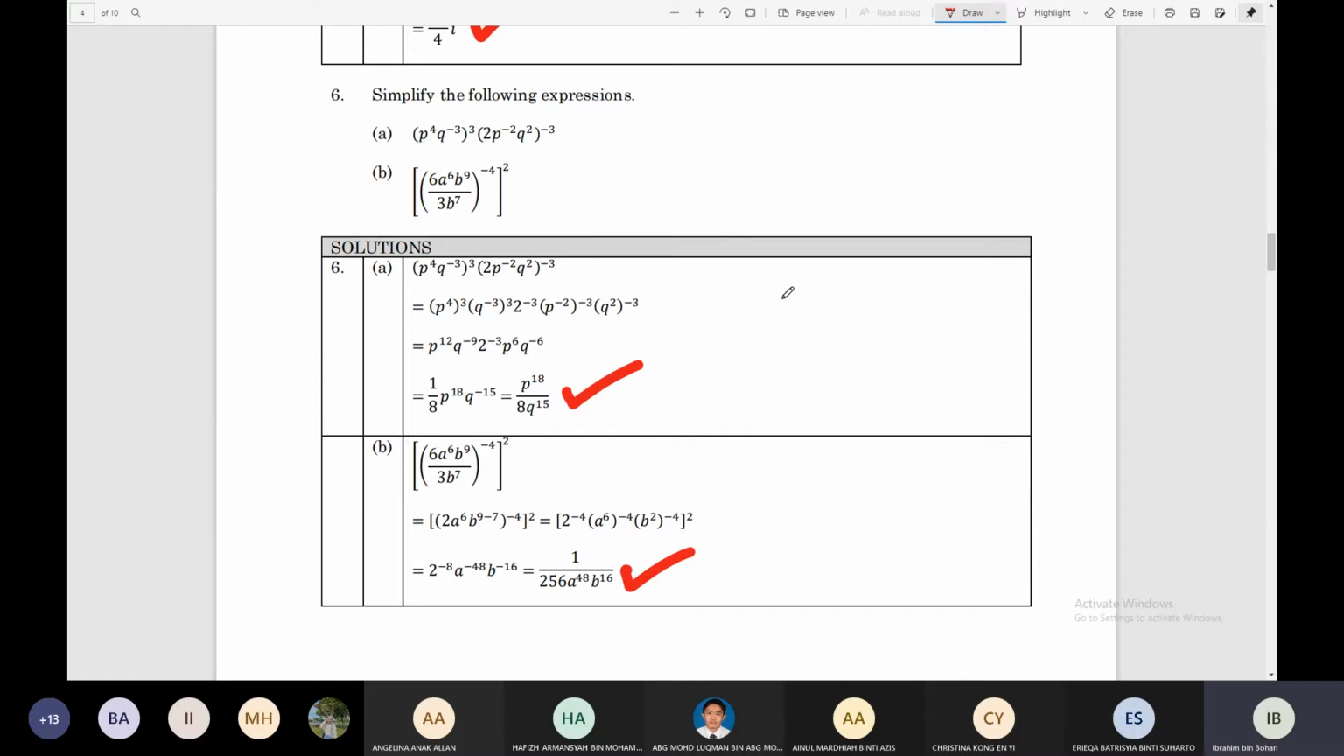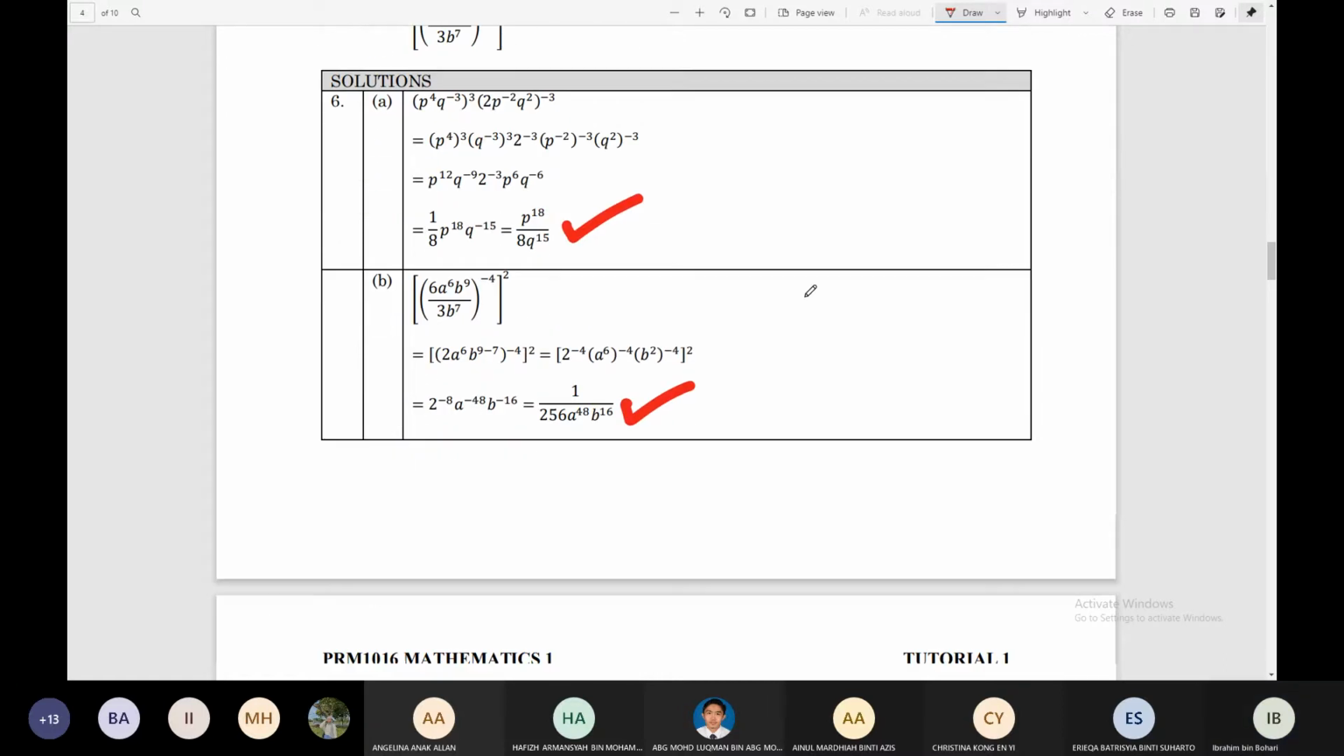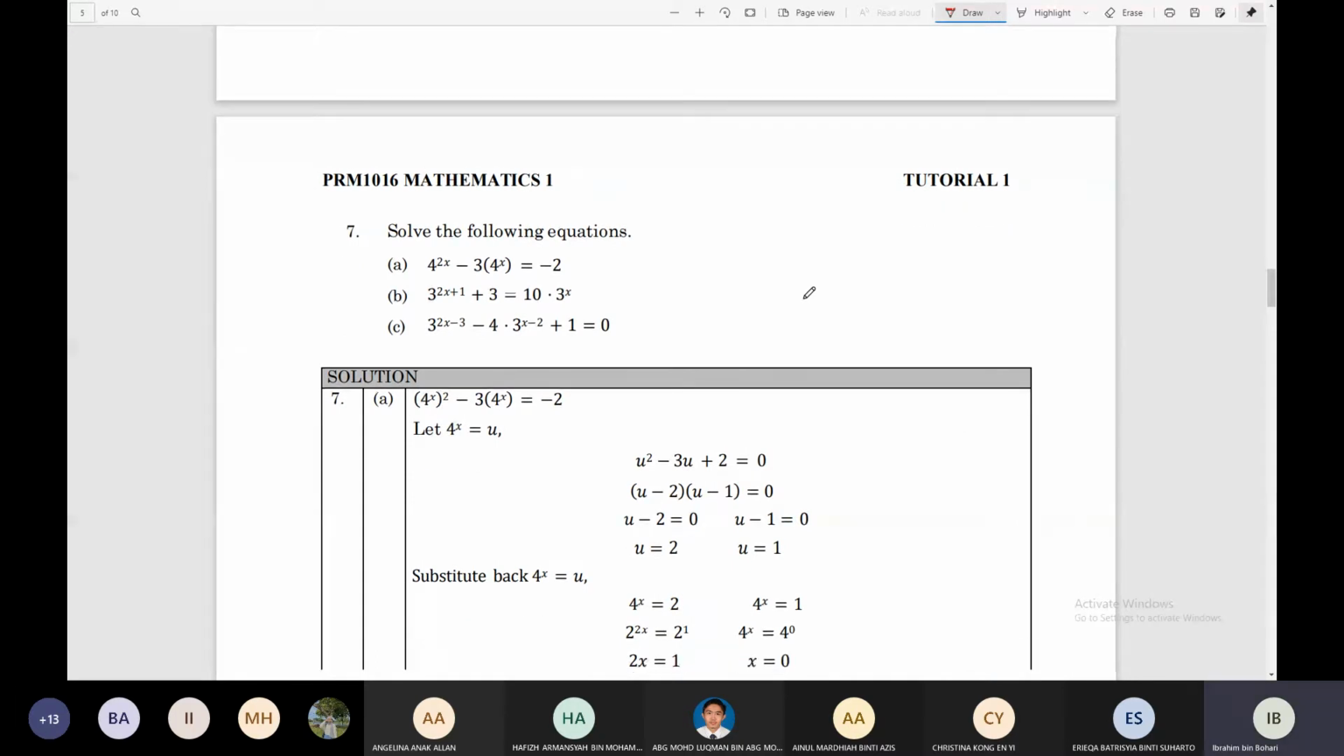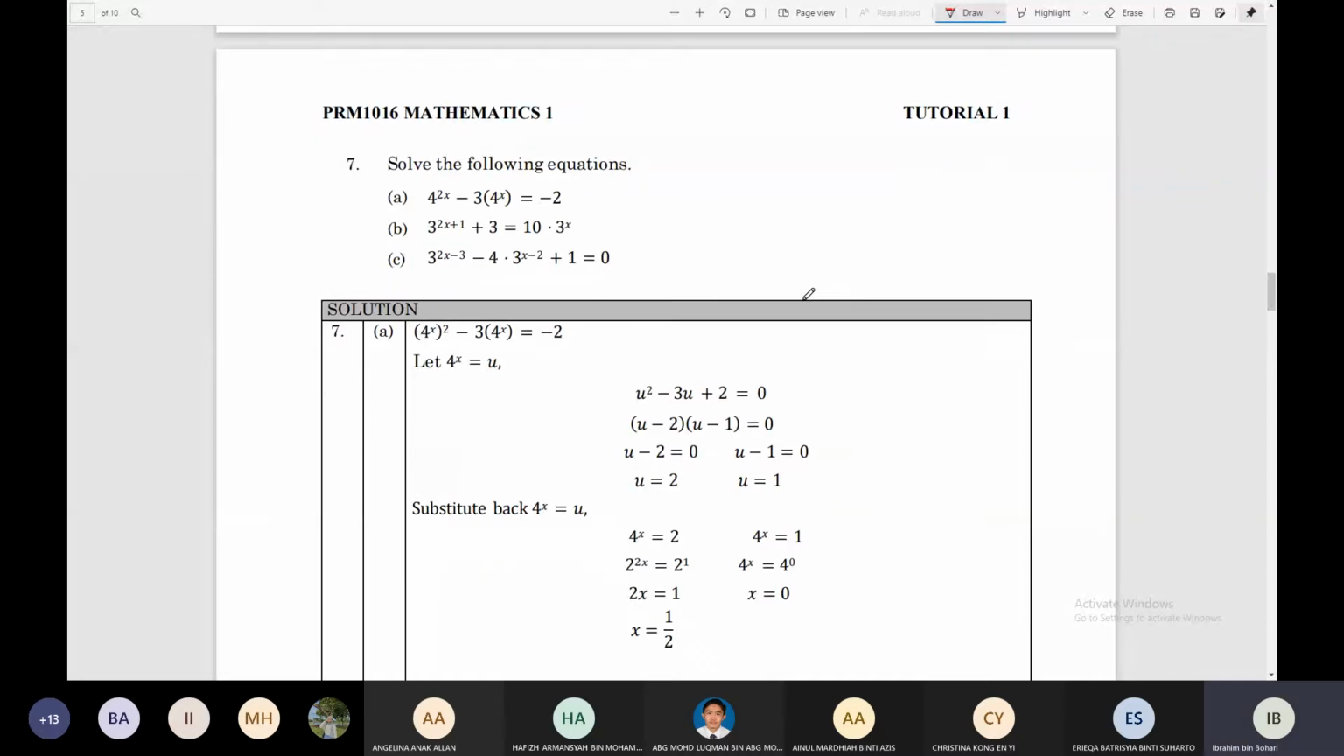Okay, settle question 6 and question 7. Question 7, solve the following equation. Question A, 4 to the power 2x minus 3 times 4 to the power x plus 2 equals 0. Check question A.